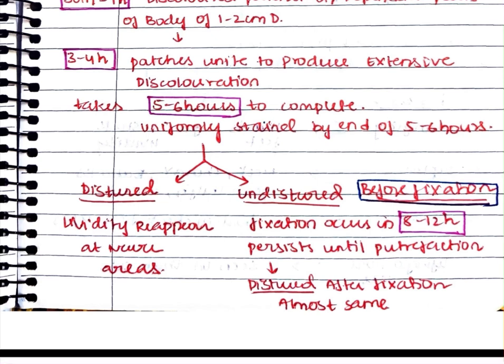So the second scenario is where the body is undisturbed after 5 to 6 hours. It will be the same, right? Lividity does not appear at the newer side because the body is not disturbed. It is at the same side. The body is at the same position. So why will the lividity occur at the newer side?